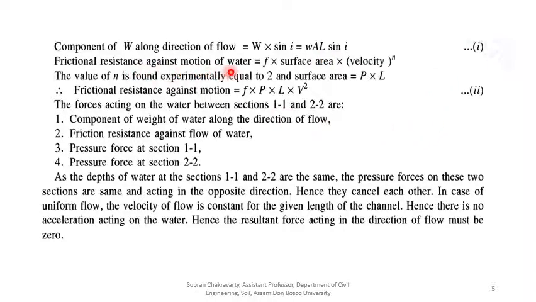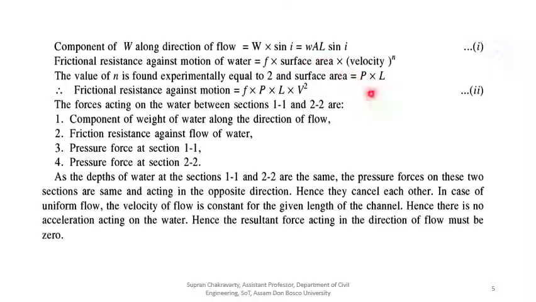Frictional resistance against the motion. The motion of water will produce some resistance. That resistance is given by f, which is the friction factor, times the surface area times velocity to the power n. This n is always equal to 2 because it is experimentally found. So the friction acts on the surface area of the bed, and why does it act? Because of this velocity. This is a relation they have established. Because of the velocity, there is friction acting on the surface.